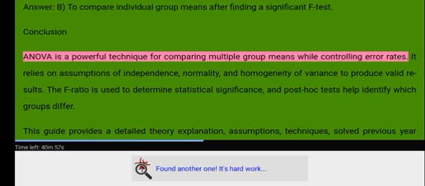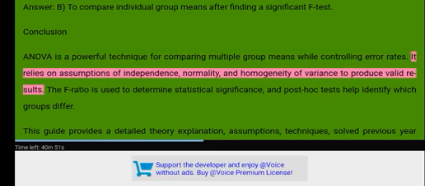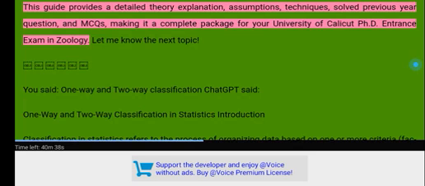Conclusion: ANOVA is a powerful technique for comparing multiple group means while controlling error rates. It relies on assumptions of independence, normality, and homogeneity of variance to produce valid results. The F-ratio is used to determine statistical significance, and post hoc tests help identify which groups differ. This guide provides a detailed theory explanation, assumptions, techniques, solved previous year question, and MCQs, making it a complete package for your University of Calicut PhD entrance exam in zoology.